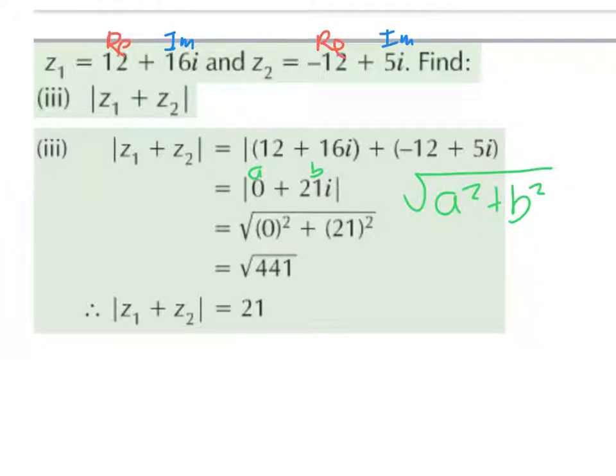0 squared is 0, 21 squared is 441. Adding them, we get 441. And the square root of 441 is 21. So the modulus of z1 plus z2 is 21 units, or the distance of z1 plus z2 from the origin is 21 units.